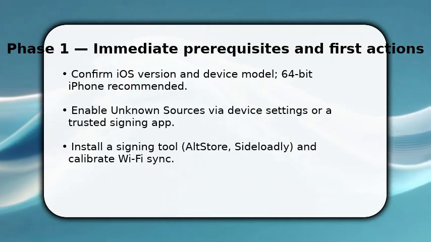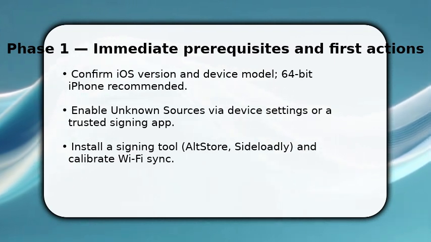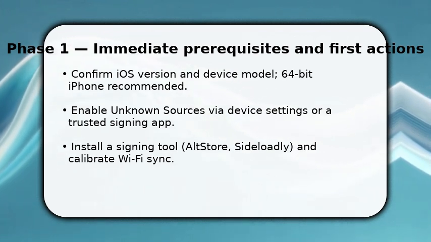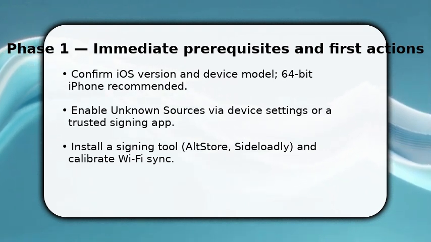You start with prerequisites. Check your iOS version and confirm your device supports 64-bit apps. Next, enable the ability to install unsigned apps by preparing a signing tool like AltStore or Sideloadly. This is the first actionable move.